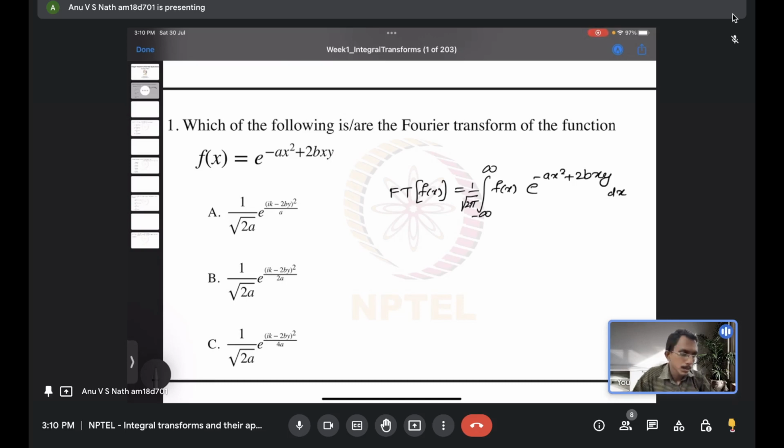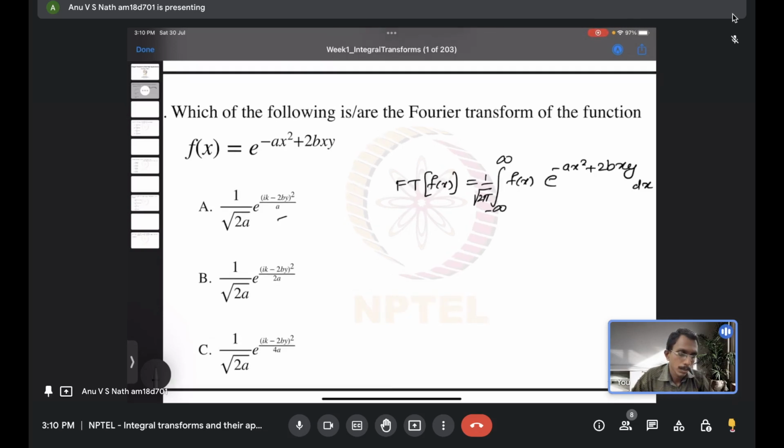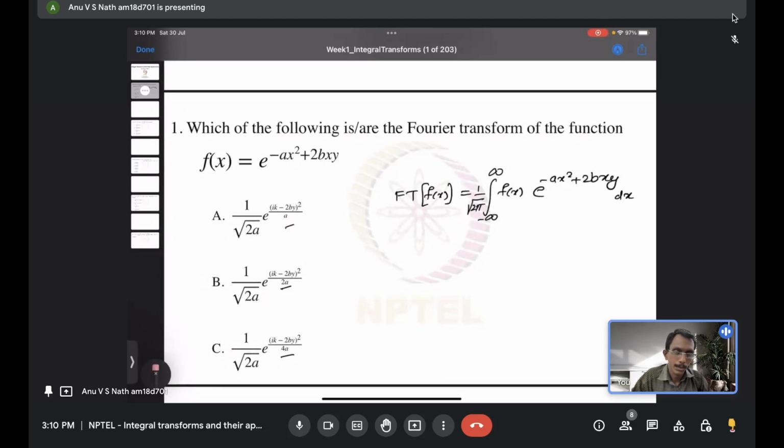You can see the options differ by a factor in the exponential only. Here it is 1a, here it is 2a, and here it is 4a. So instead of doing it all the way, you might also guess which one will be the factor. Has anyone done it? Okay, you can tell the answer if anybody has tried.